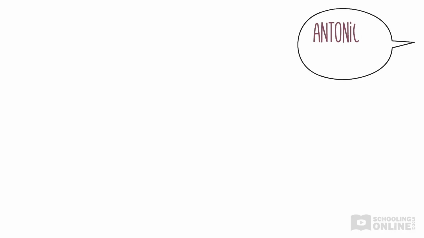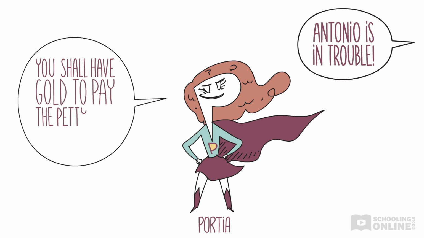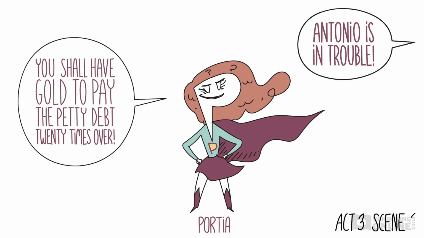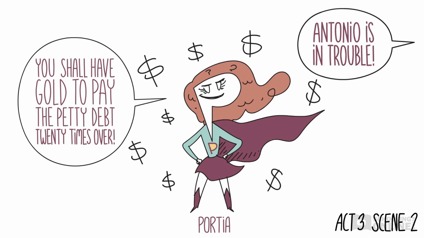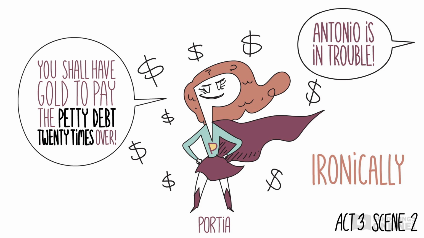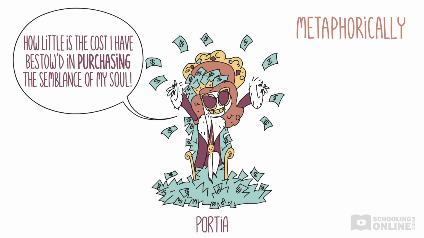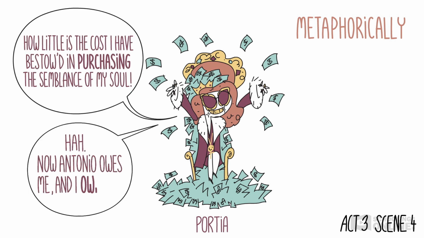When news arrives that Antonio is in trouble, Portia immediately steps in to save the day, announcing that she can easily repay Antonio's debt. Even though 3,000 ducats is worth over $500,000 in today's money, ironically, Portia calls it a petty or small debt. She even declares that she can fork out 20 times the amount. By doing so, she's metaphorically purchasing Antonio. Now he will always be grateful to her.